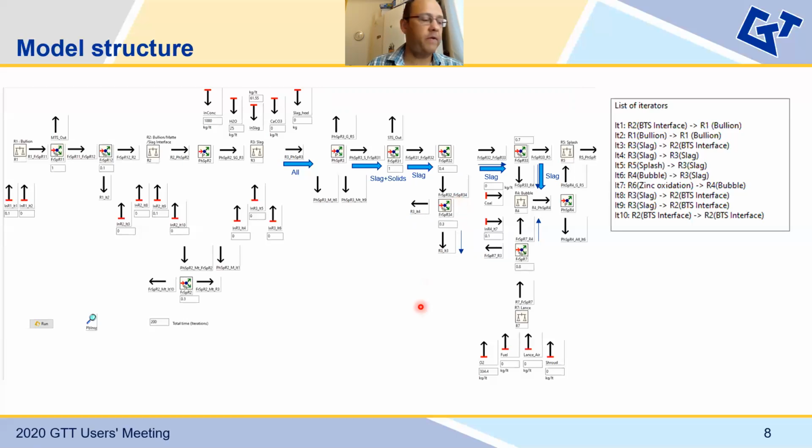We need, in this flow sheet, the iterators basically to describe the flowing of material from one reactor to another one, when material should flow from one reactor to another over two different time steps. And the iterator is especially important in order to describe the settling down of condensed phases in the reactor.